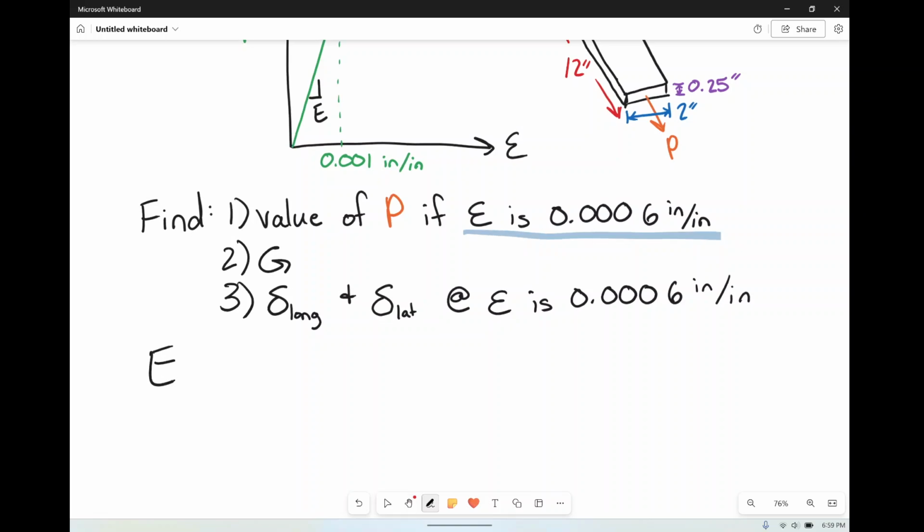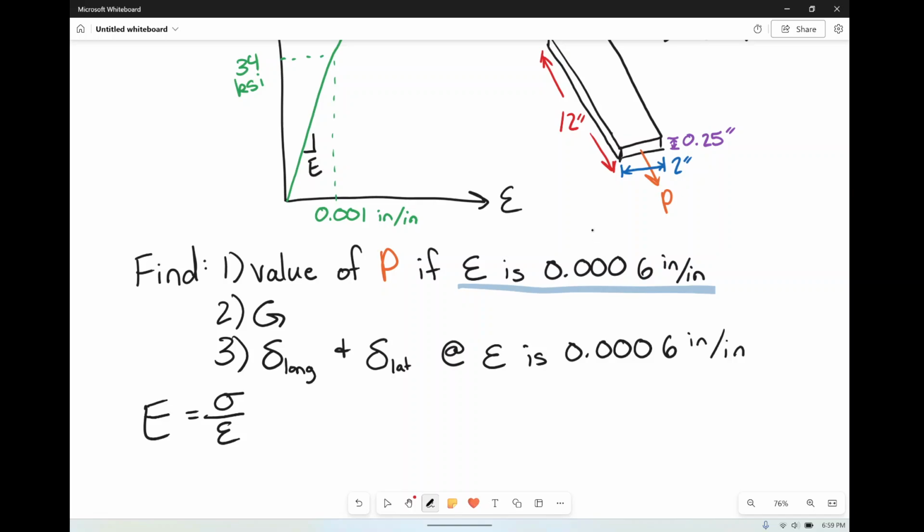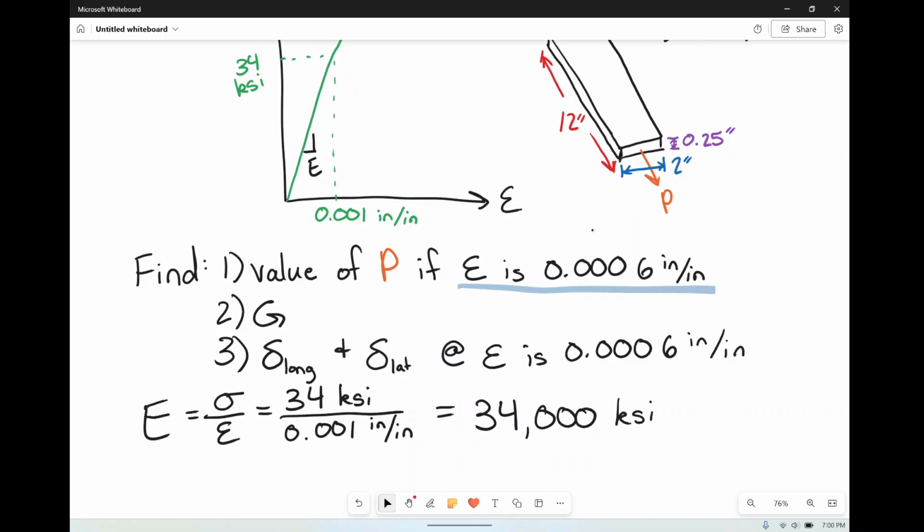So the modulus of elasticity is simply the slope of the line, and the slope of the line is going to be the rise, which is stress, over the run, which is strain. So good thing they gave us a point, right? They said that the stress is 34 KSI, kips per square inch, and we had at that moment a strain of 0.001 inches per inch. So our inches per inch already cancel each other out. We're going to get the modulus of elasticity in terms of KSI, and we get 34,000 KSI. That's the modulus of elasticity.